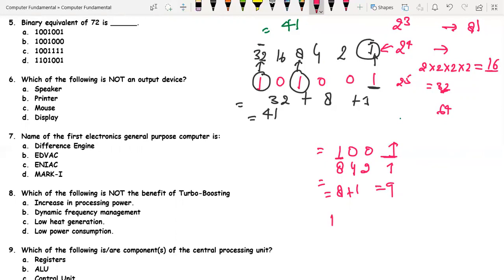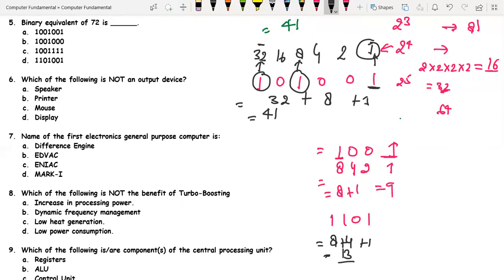Take another example: 1101. How do you calculate this? The first one is going to be 1, the third one is going to be 4, and the fourth one is going to be 8. So 8 plus 4 is 12, plus 1, it's 13.